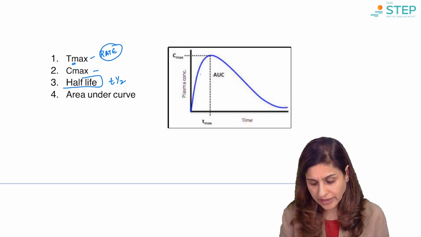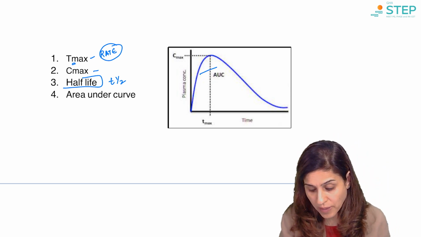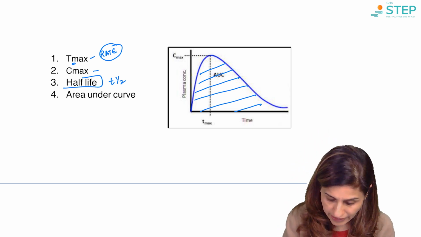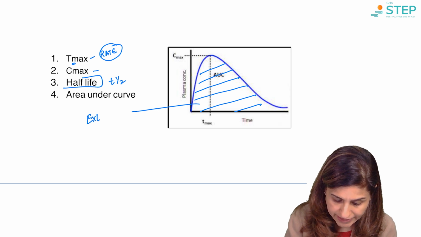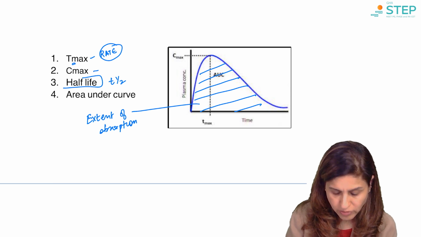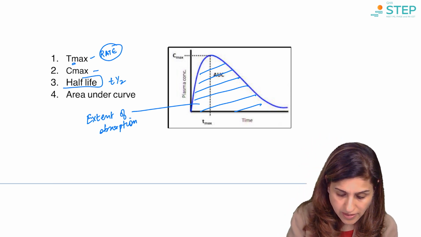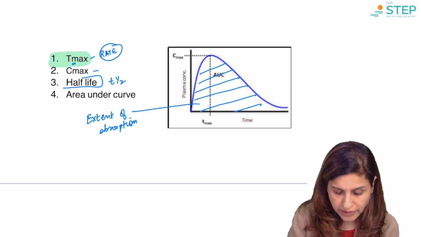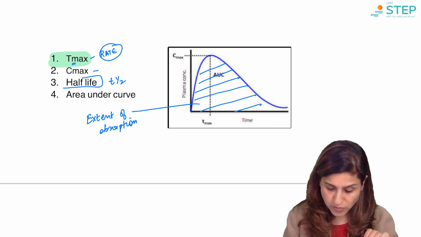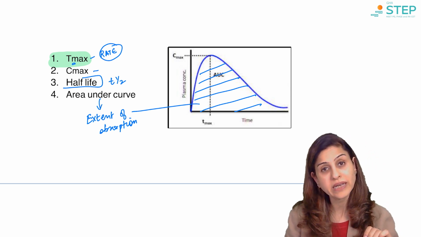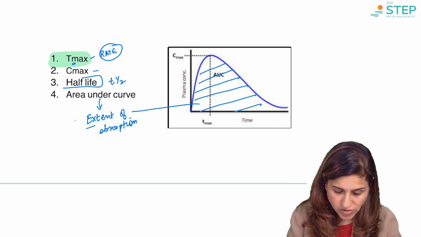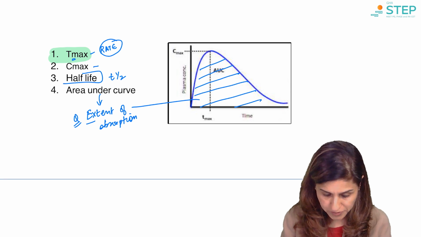Area under curve is the whole area that is covered here. How much absorption has taken place? That is this area. So in other words, it tells you about the extent of absorption. So the correct answer here for us is Tmax. These two are very important terms. Tmax tells you about the rate of absorption, while area under curve or AUC tells you about the extent of absorption. These are the two questions that are asked as MCQs.